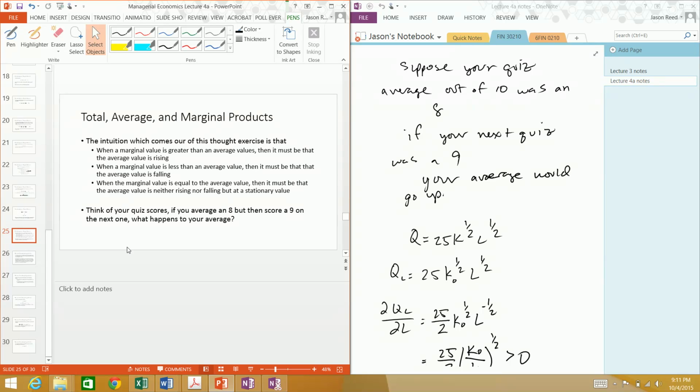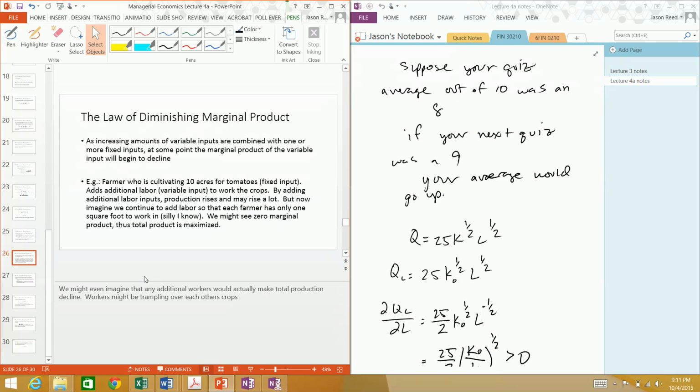With that same line of thinking, when a marginal value is less than the average value, then it must be that the average value is falling. And lastly, when the marginal value is equal to the average value, then it must be that the average value is neither rising nor falling, but at a stationary value. So this is like having an average quiz score of 8, and then your next quiz is an 8. Your average stays the same.